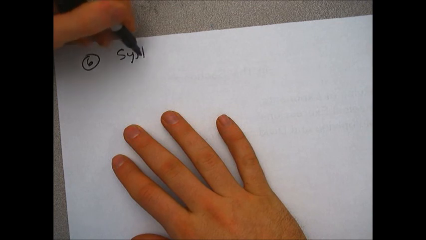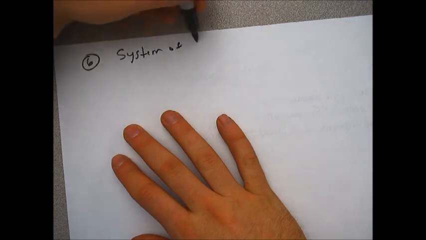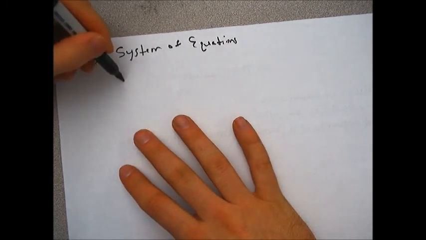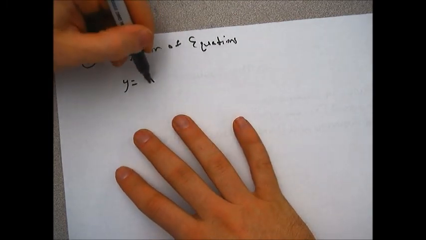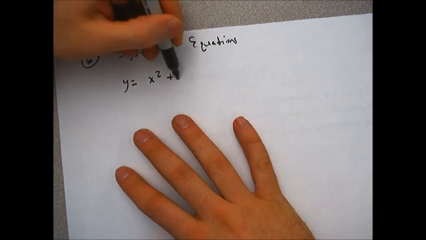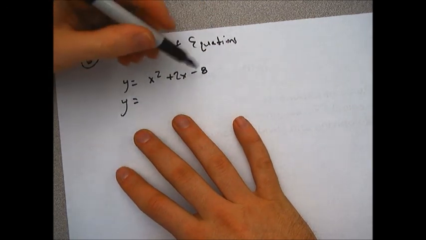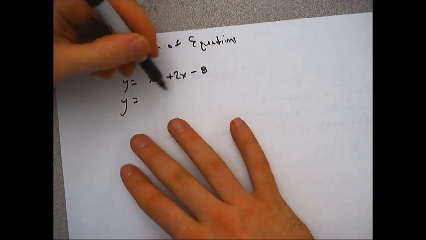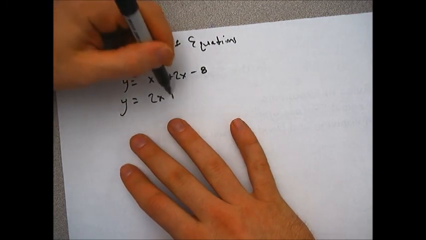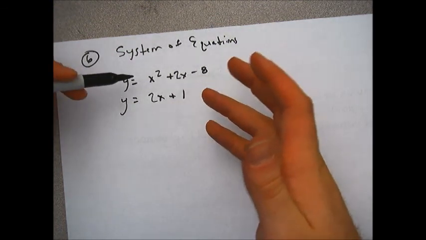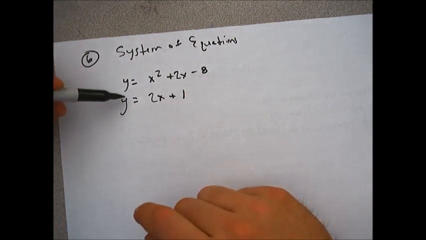Okay, the sixth problem we're going to do is very similar to the last one we just did. So it's another system of equations, and we're going to solve it. This time, though, we're looking at, let's say, y is equal to x squared plus 2x minus 8, and y is equal to, let's say, 2x plus 1. So in this case, I already have them both solved out for you. If they weren't solved out, make sure you get y by itself for each of these.